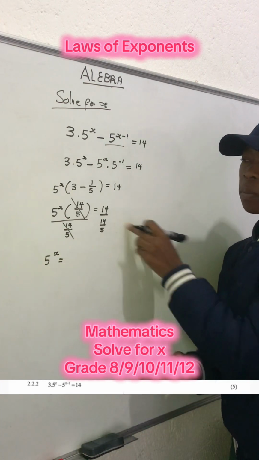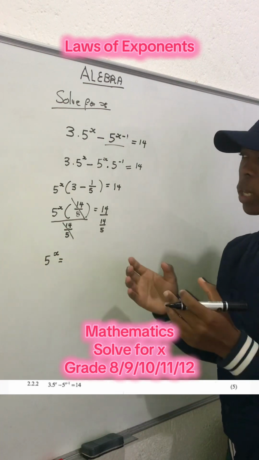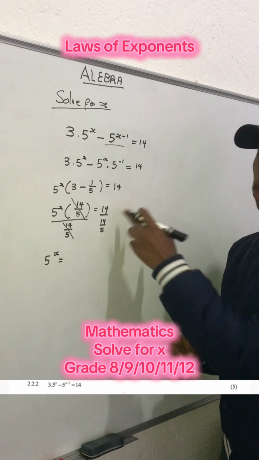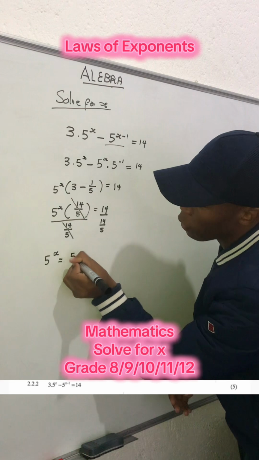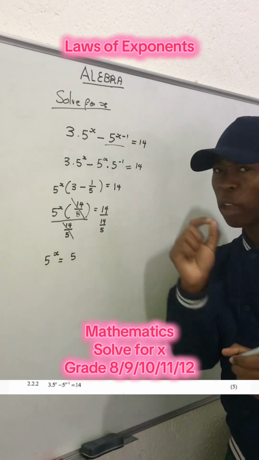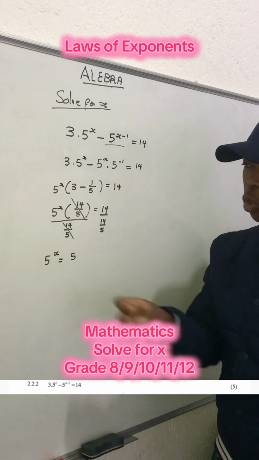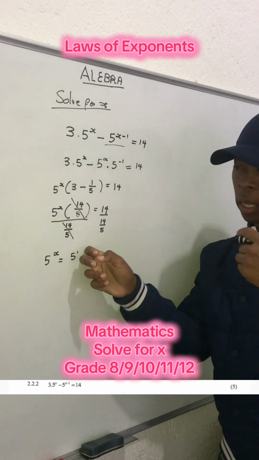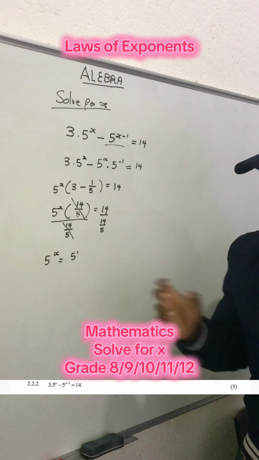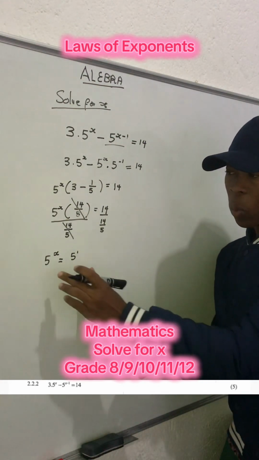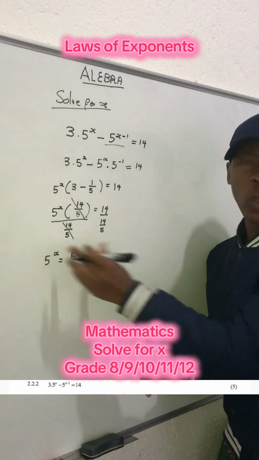How do you solve this? Very simple. Take this into your calculator. Don't waste time. You can apply the laws of multiplication and stuff, but take this in your calculator. You'll get something like 5. Now there's something interesting about this one, and I've taught you from the previous videos. Now we know that 5 is 5 to the power 1. So now we've got the same bases. Now we can drop the bases and equate the exponents.